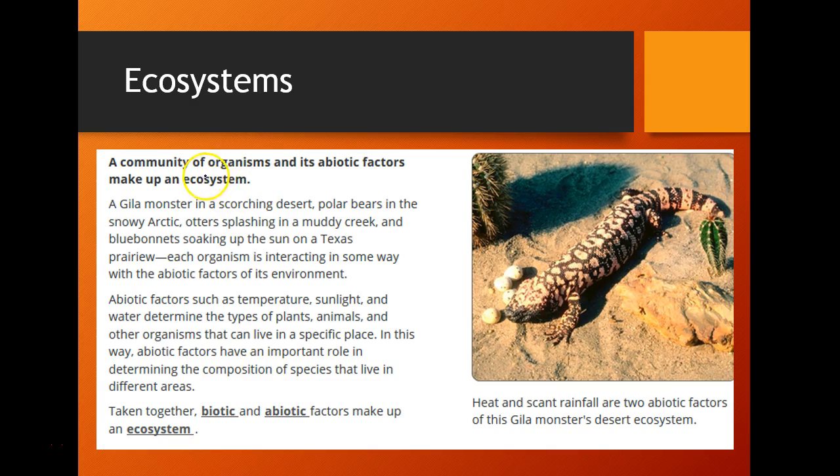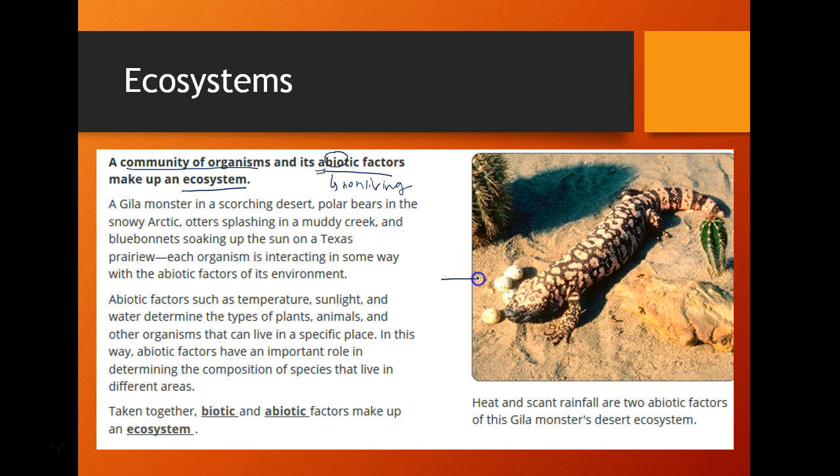So a community of organisms, again, not just one, but many different types of species, and its abiotic factors, abiotic meaning non-living. Remember, bio means life, a means without, so without life or non-living. Those two things are what make up an ecosystem.